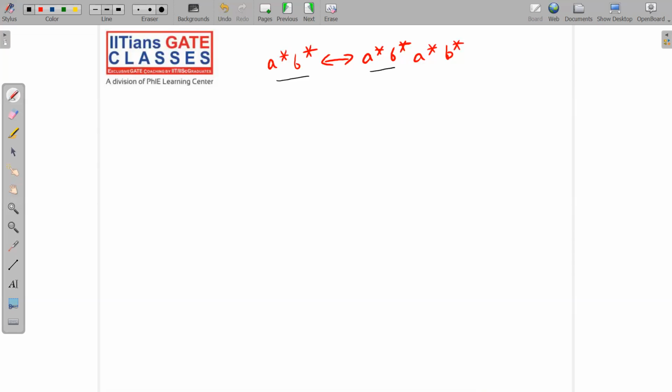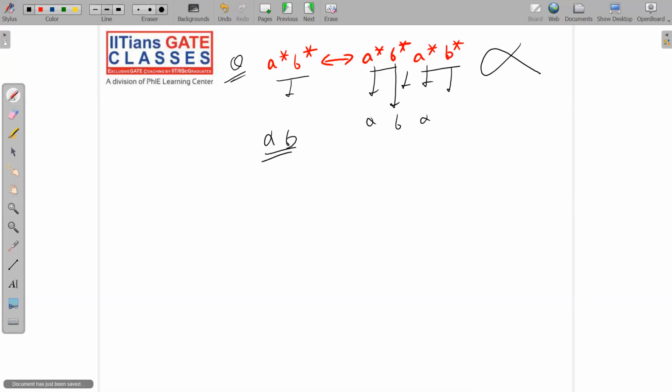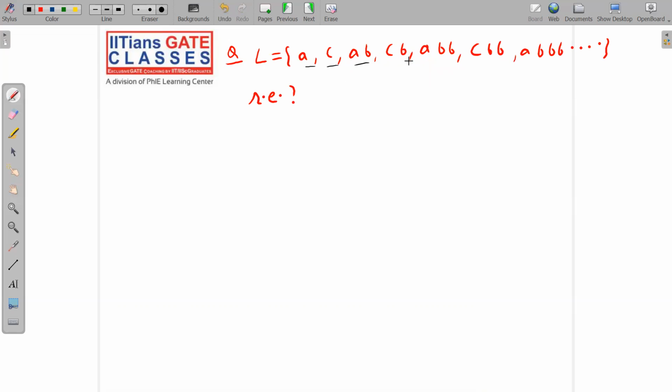Next, A star B star is equivalent to B star A star B star. Are these two equivalent? No, these two are not equivalent. This is a question for you: why are these two not equivalent? Please try to note it down. AB is a string here. Now here you can get the string: from B star pick nothing, from A star pick A, from B star pick B, AB. You are getting AB as a string, but can you get AB here? No, no chance. So these two are not equivalent. Next, A, C, A, B, C, B, A double B, C double B, A triple B, and so on.